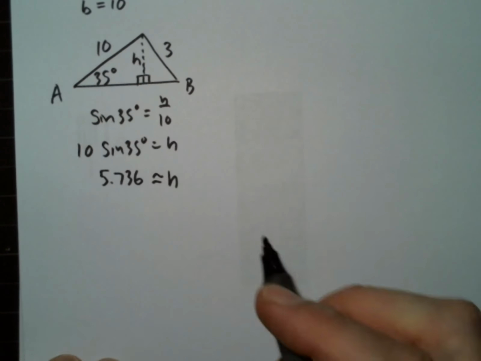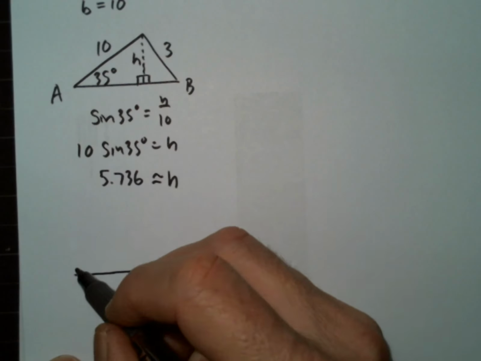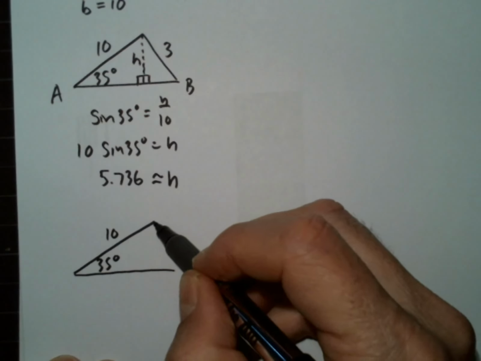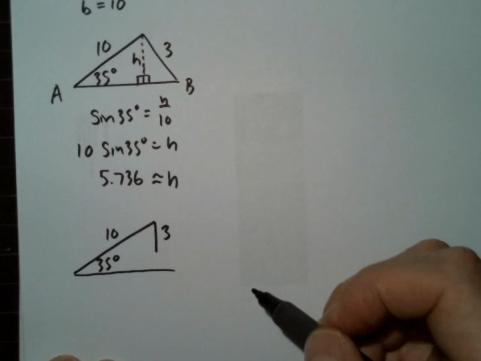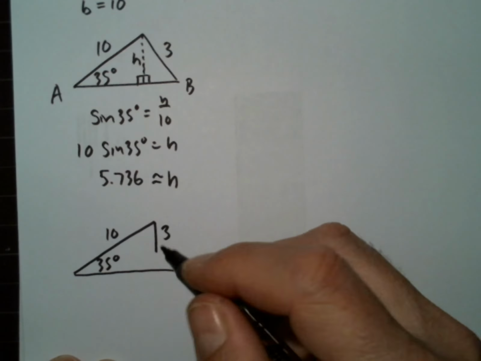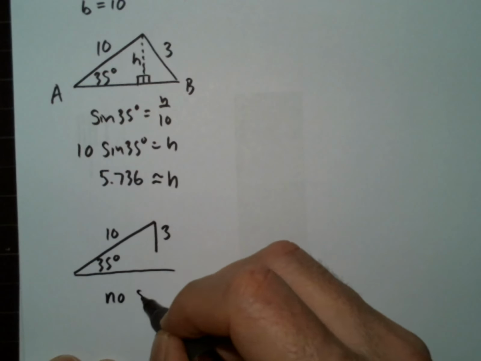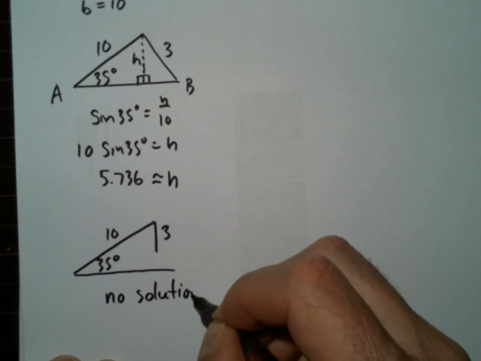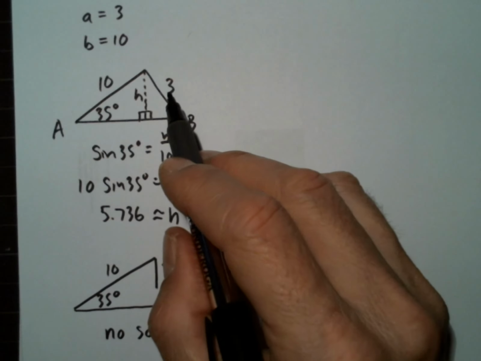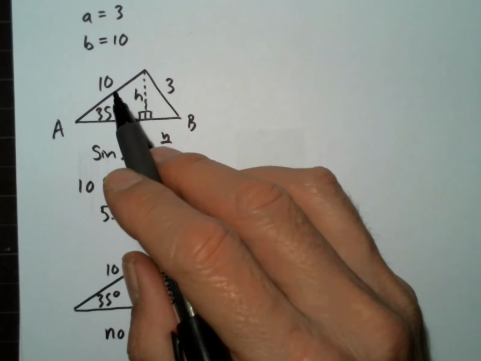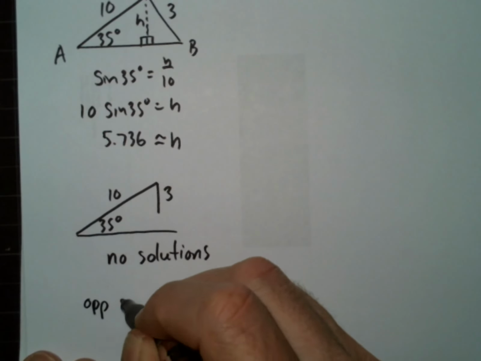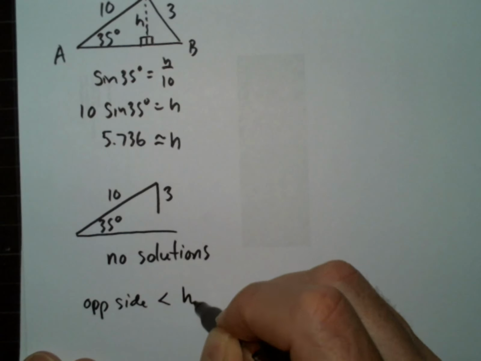If we had to use these dimensions, then if this is a 35 and that's 10, and you only had a length of 3, it wouldn't reach the base of the triangle. So this has no solutions. And the way we can tell that is the opposite side is less than the height. Opposite side less than the height.